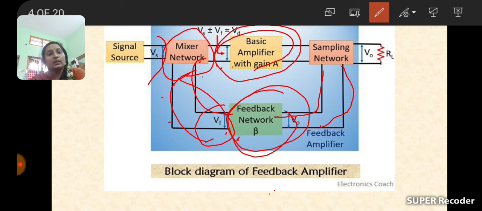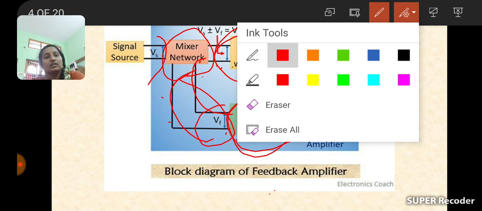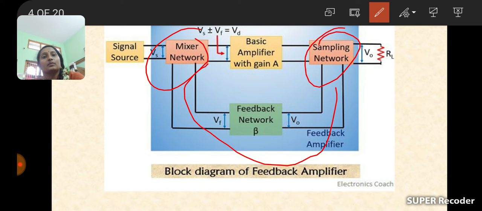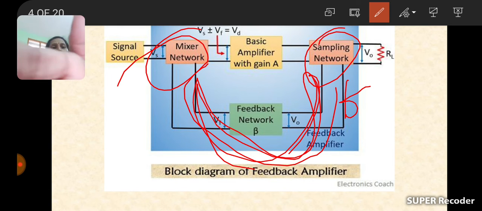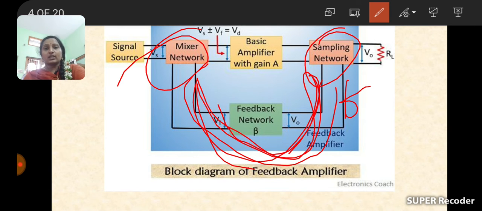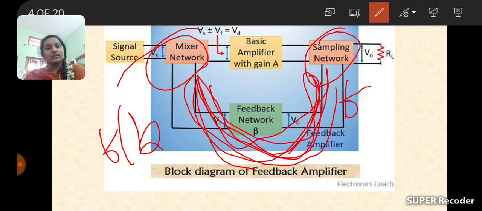In this way, in the feedback amplifier, a fraction of the output is connected back to the input. Okay, the process of connecting a fraction of the output back to the input is called what? Feedback. If the feedback signal is in phase with the input signal, then the feedback is called positive feedback. If the feedback signal is out of phase with the input voltage, then that is called negative feedback. Is it clear? So this is about the block diagram of our feedback amplifier.